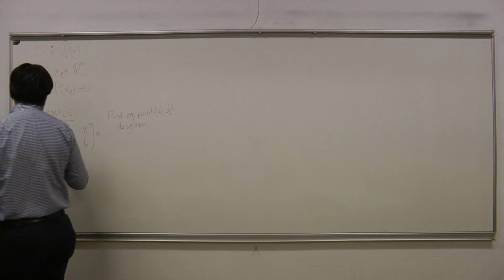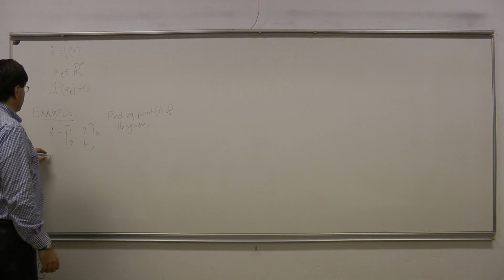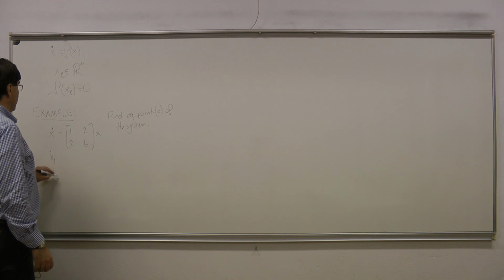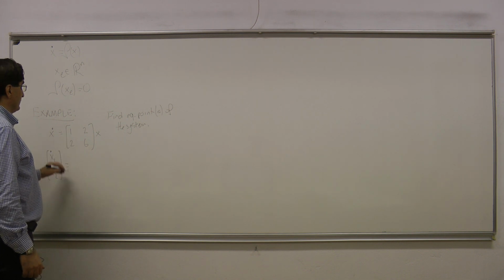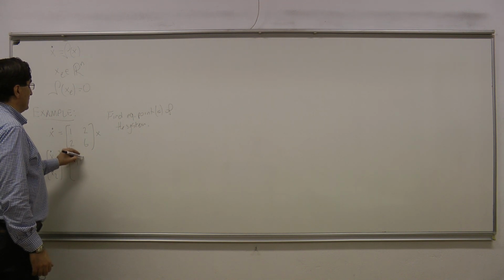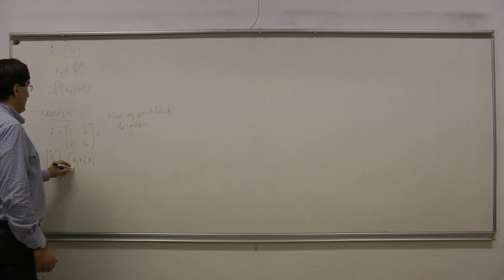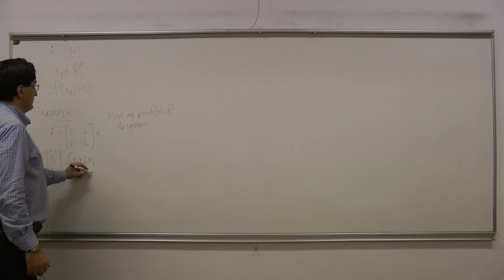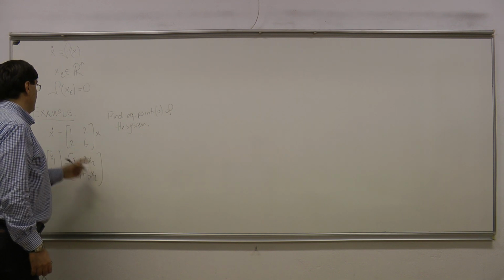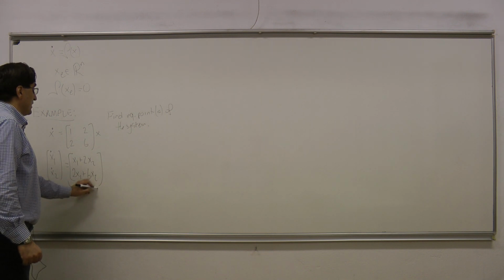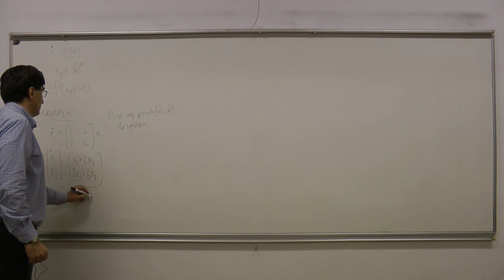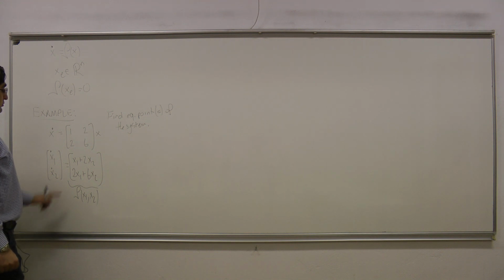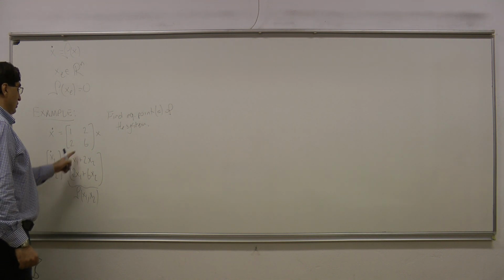And now I'm given this system. What does this mean? This means that my system is like this. x1 dot, x2 dot is equal to, this is a second order system, x1 plus 2x2 and 2x1 plus 6x2. And this is my function f of x1, x2. This is my first function, f1 of x1, x2, and this is my second function.